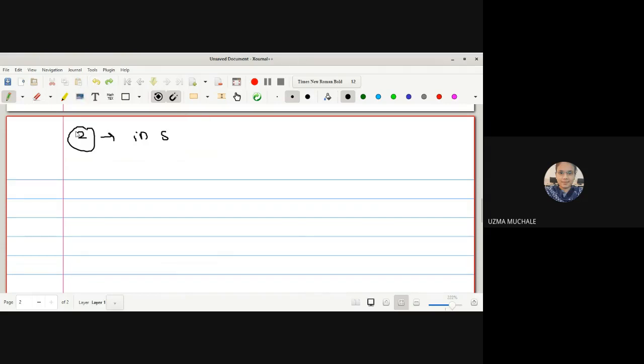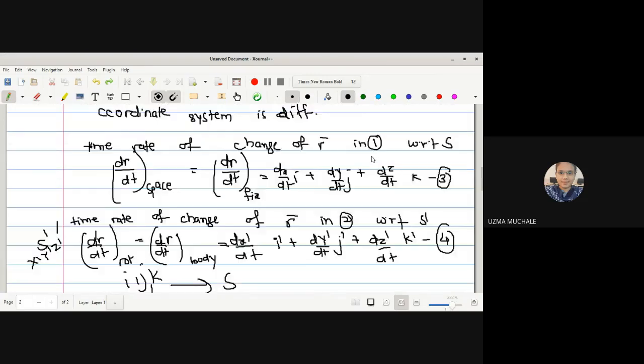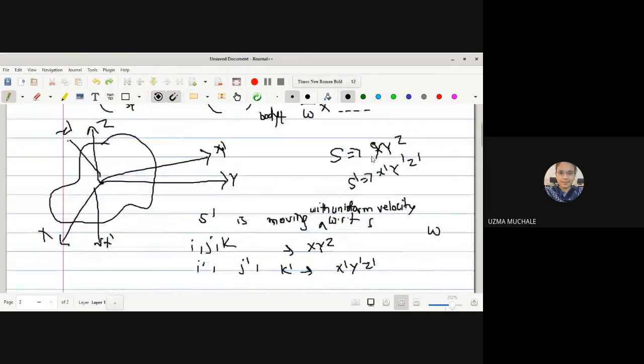Initially we differentiated equation 2 in S dash, but if we differentiate equation 2 in S, there will be a change because the two systems are completely different. In the figure I have drawn, x, y, z are the space set of axes and x dash, y dash, z dash are the body set of axes. Whatever the position vector is, say this is r bar.